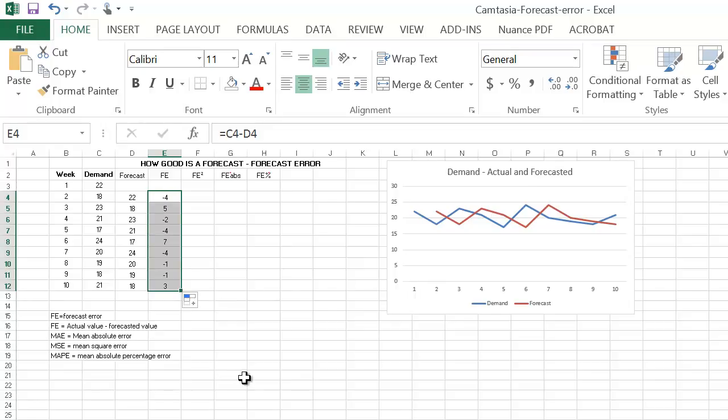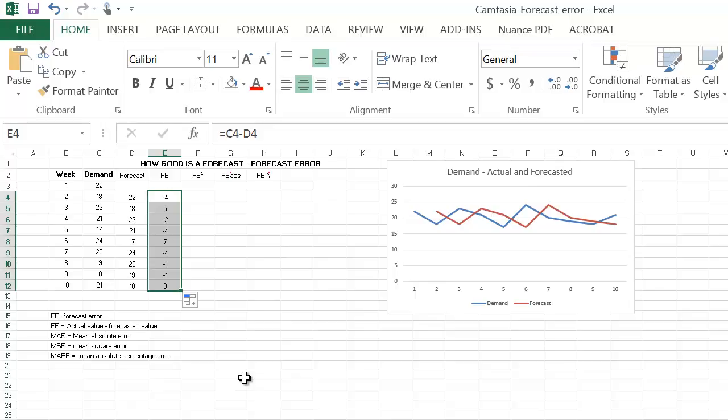In the chart on the right-hand side, the actual demand and the forecasted demand are shown as two graphs, one in blue and one in red. You can see that the forecast is a little bit off. So there you have the forecast error. Now you've seen the forecast errors for each period.